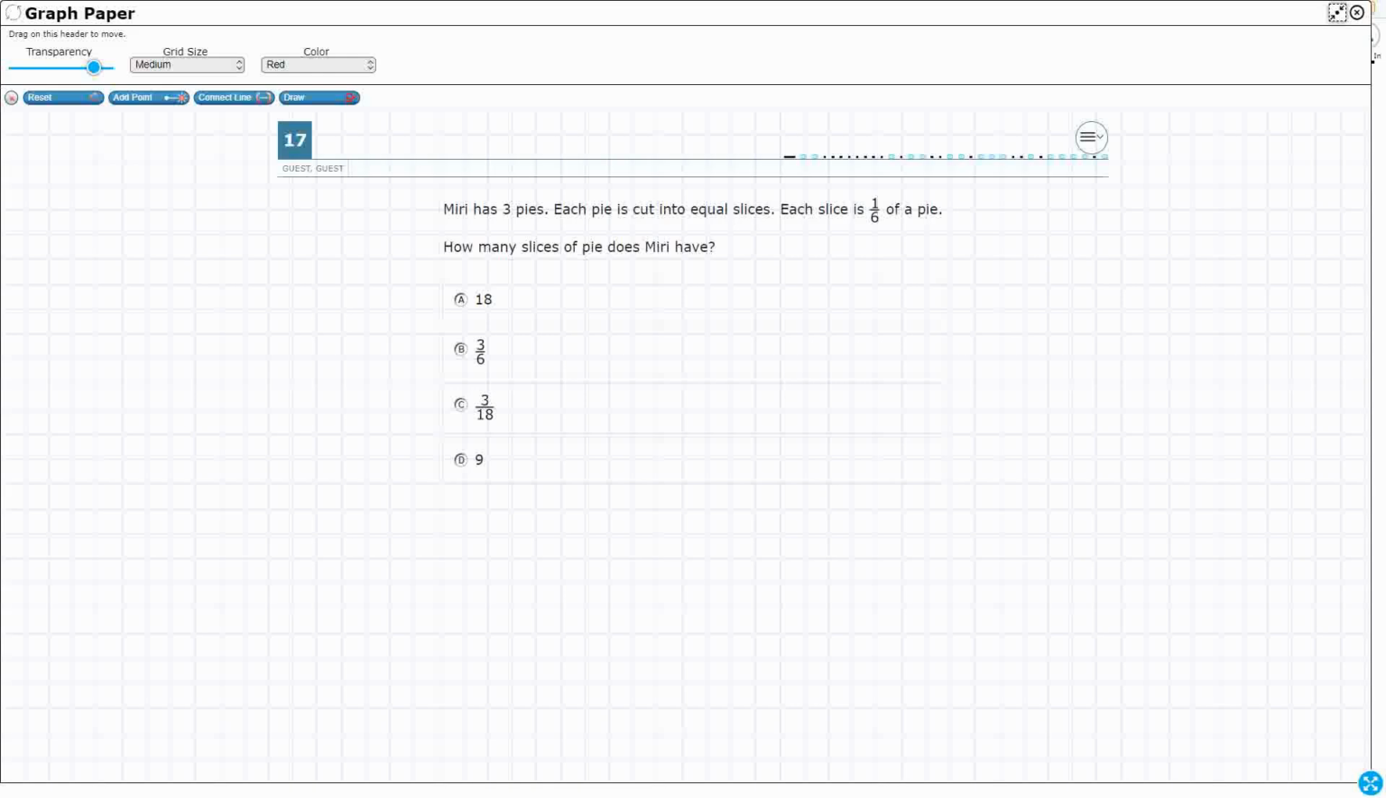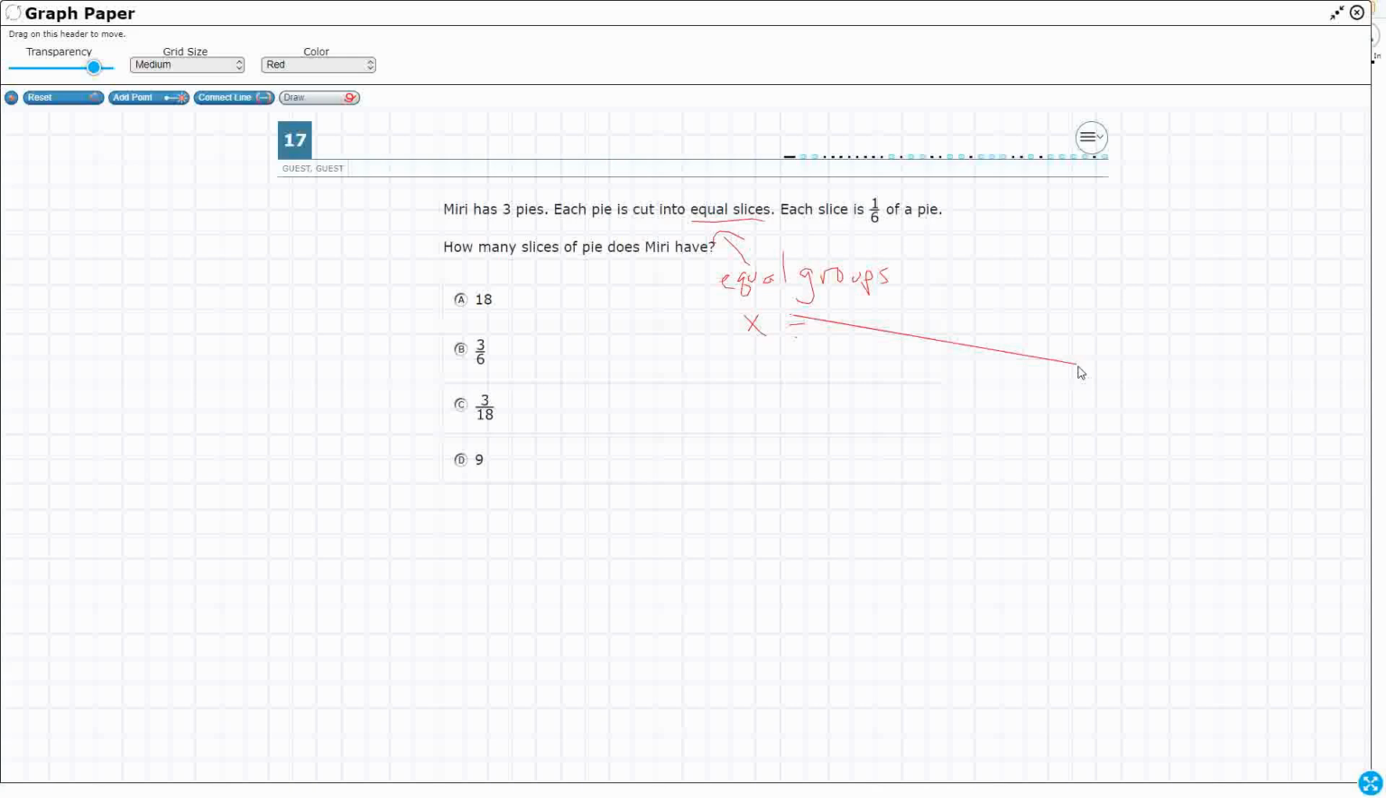All right, so Miri has some pies. Each pie is cut into equal slices. When we see the words equal slices, this lets us know that we are dealing with equal groups. When you see any phrase that lets you know we're dealing with equal groups, it lets us know that we're going to multiply or divide, because that is what we're doing with equal groups. We are multiplying or we are dividing. So each of these slices is 1/6 of the pie. How many slices does Mary have?